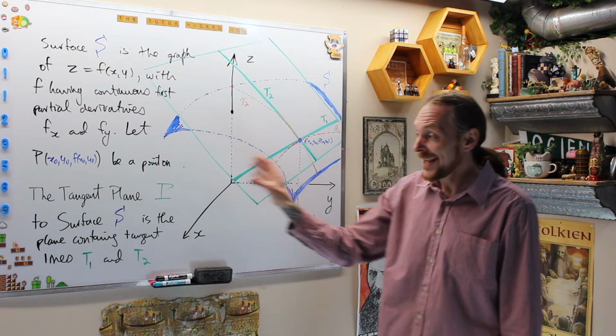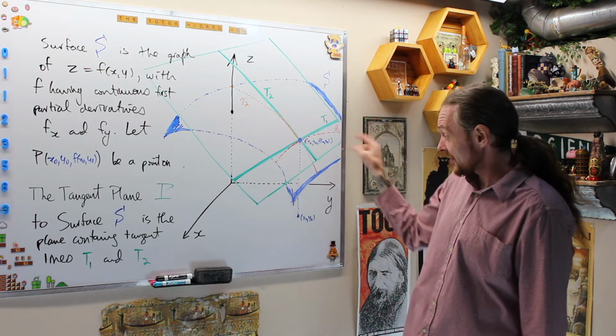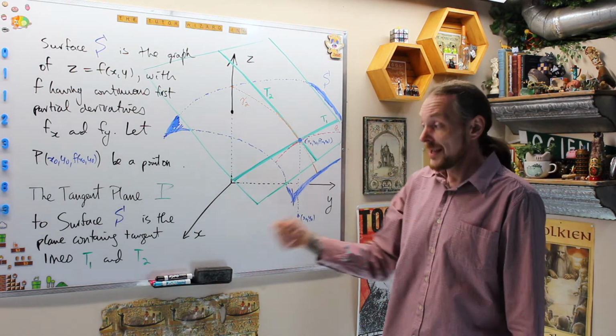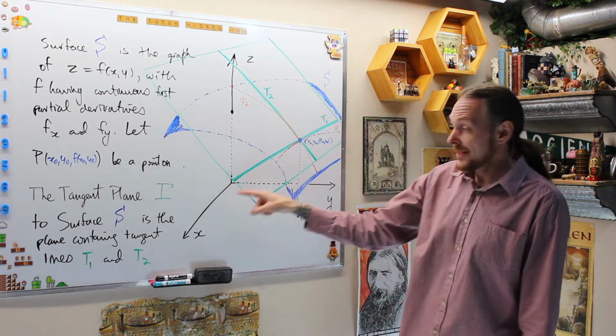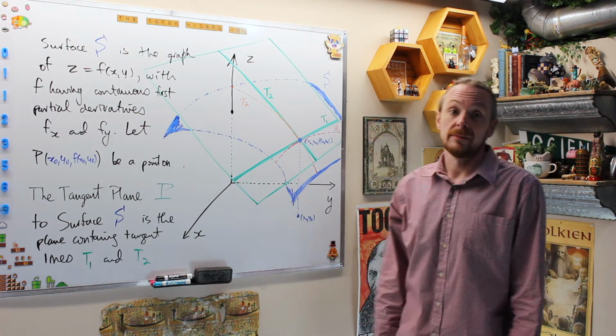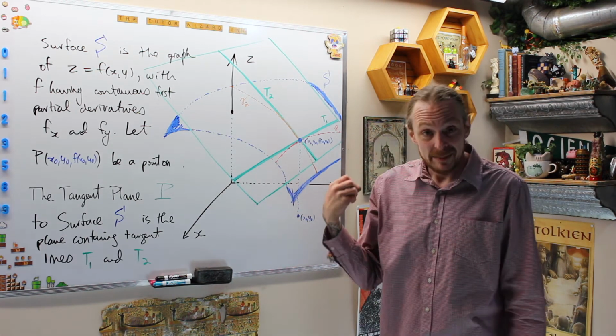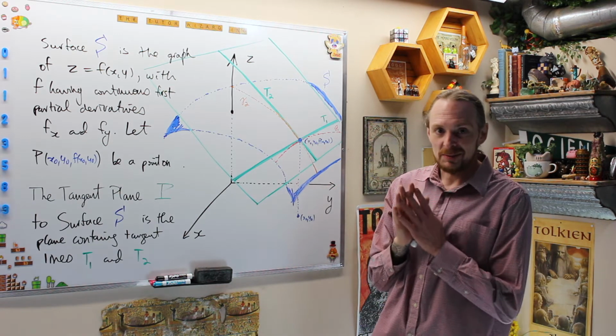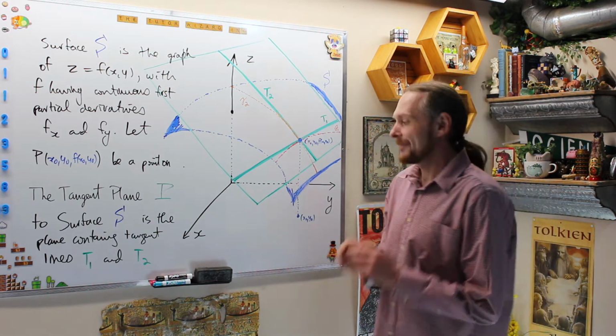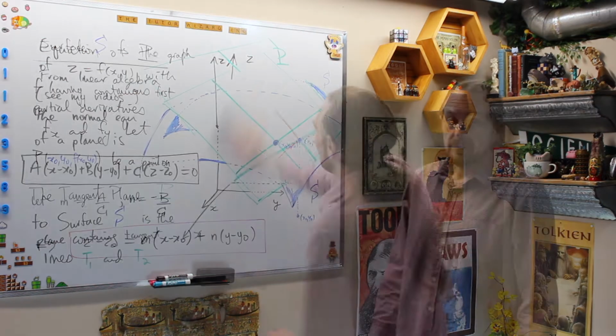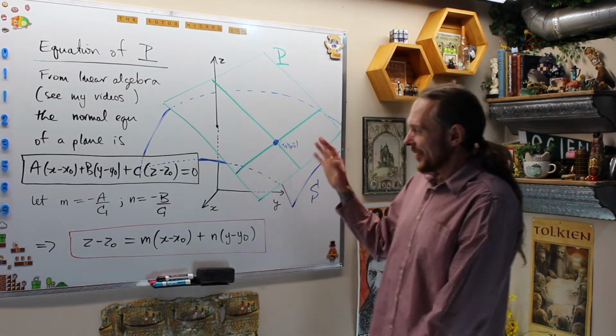For us, a tangent plane to a surface, which is the graph of a function of two variables, is the tangent plane containing both of these tangent lines, T1 and T2. Now let's get an analytic, specific expression for that involving the partial derivatives of f with respect to x and y.